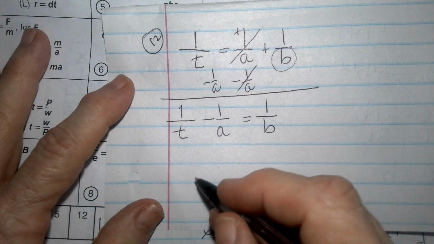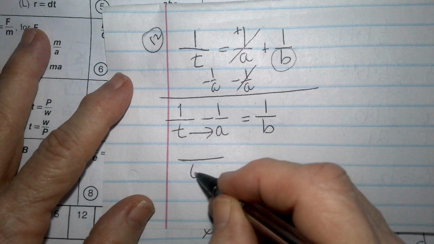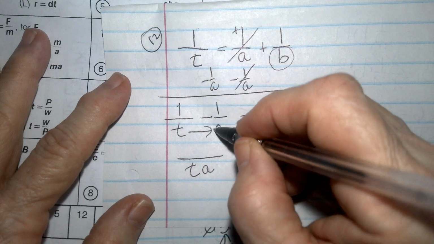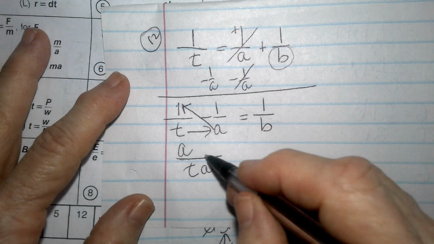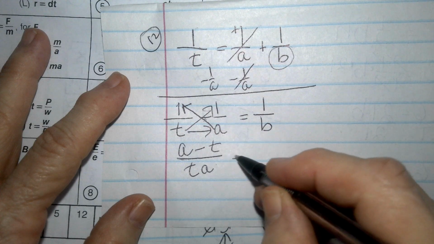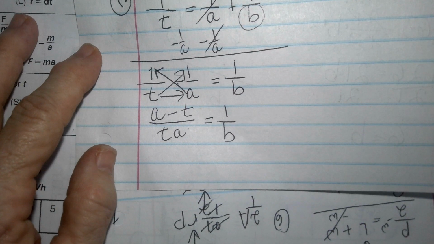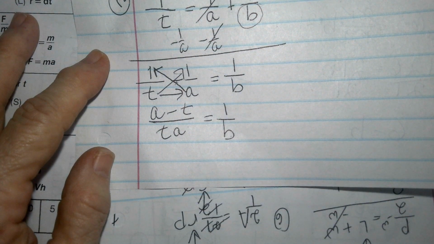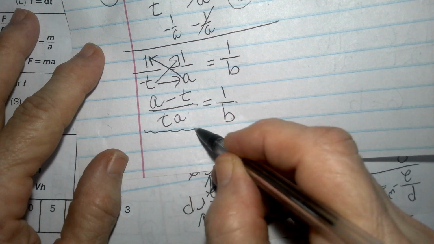So again, I'm going to do the same thing on the bottom. I'm just going to go straight across. So that's TA or AT. And then you have to go to the left first. So it's 1 times A is A minus T times 1 is T. And it's equal to 1 over B. And very good. Then again, we don't want 1 over B, we want B over 1. So now that it's over one fraction, we can flip the whole thing.